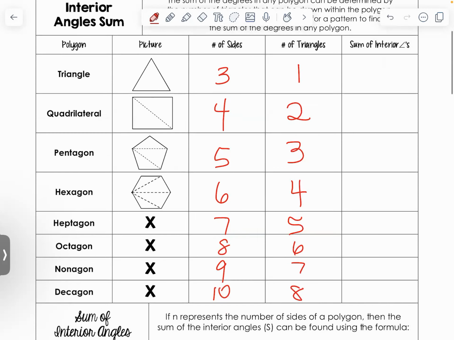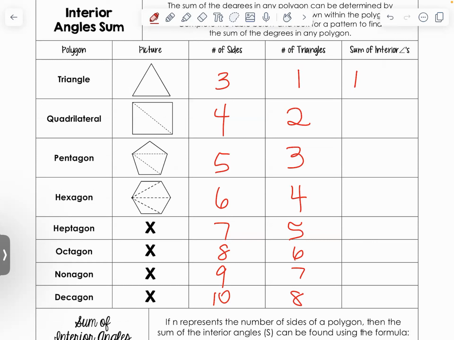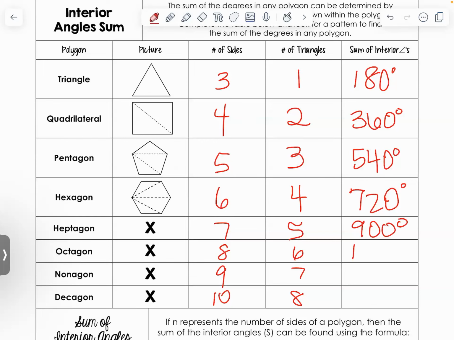Okay, so we know that a triangle's angles add up to 180 degrees. So here, when there's two triangles, 360. 540. 720. I can only write so fast. 900. 1,080. 1,260. You have to memorize all of those numbers.